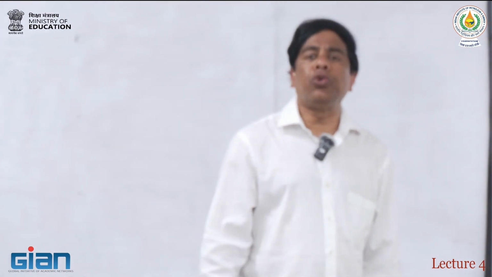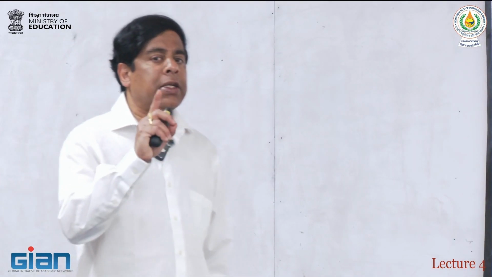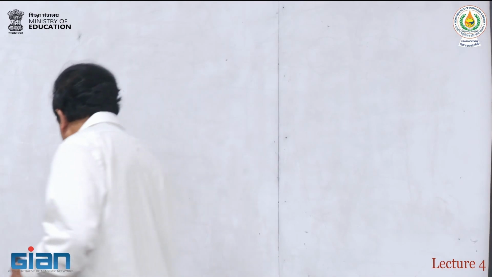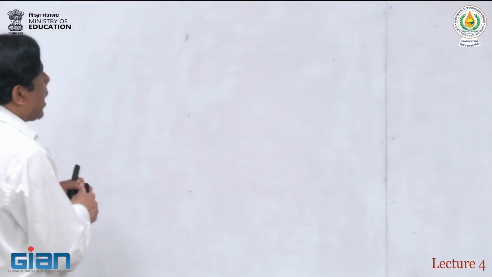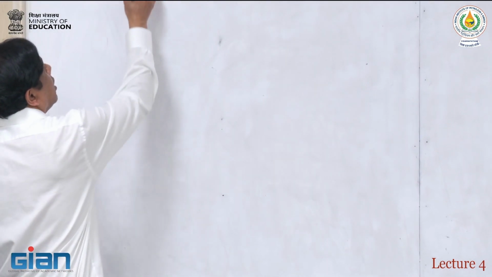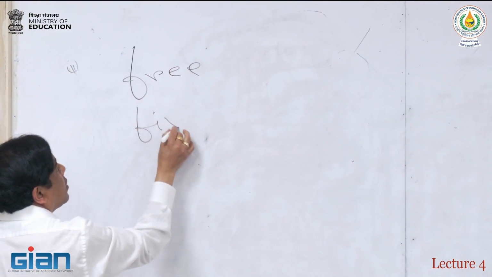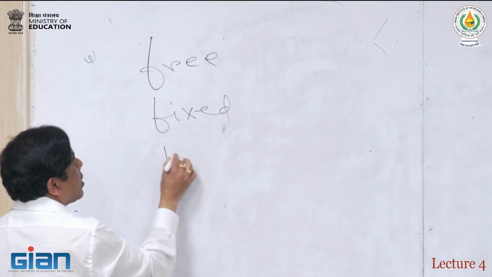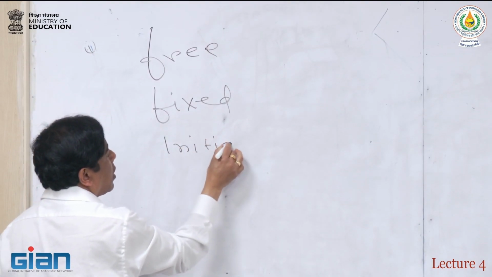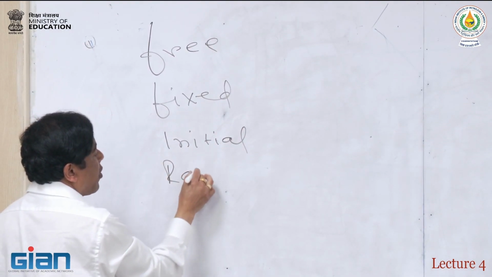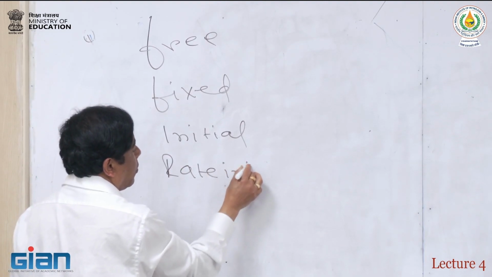So when you look into software like Aspen, you will see that it treats these variables as 3 different kinds of variables, and I will be discussing more of those. One is free, another is fixed, another is initial, another is rate initial.